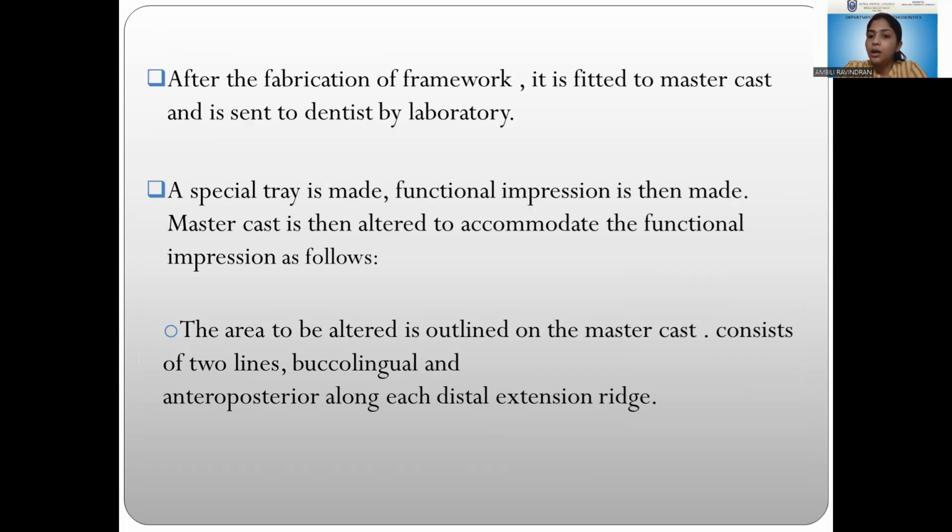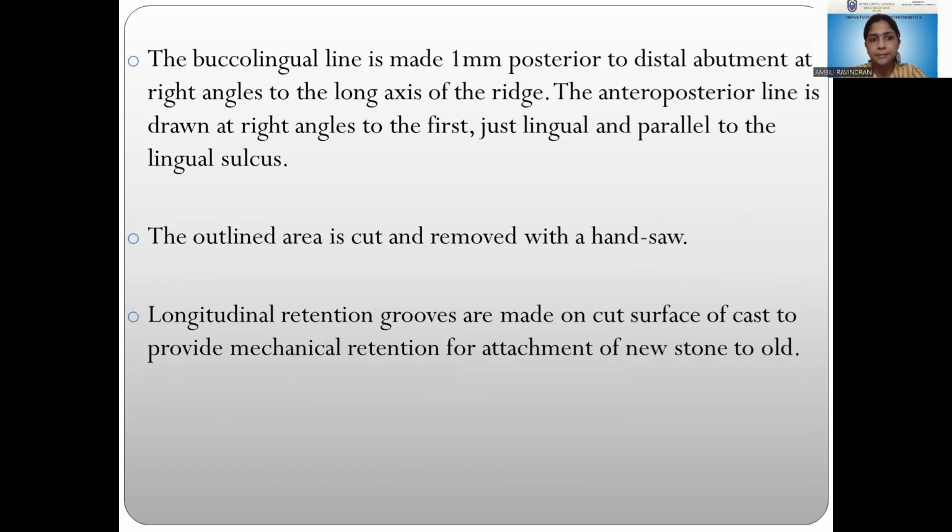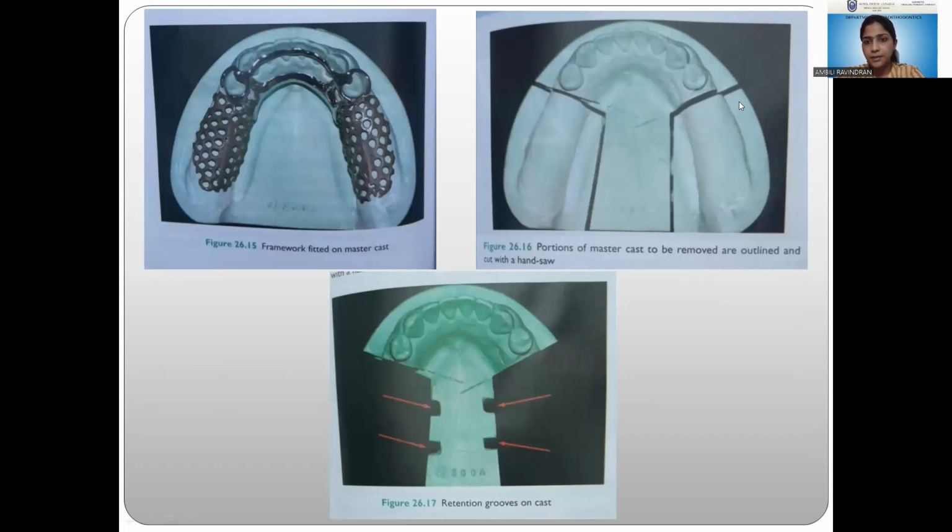Now we have to change the posterior region of that master cast according to the functional impression that we made. So we have to make the altered cast. We have to mark the master cast buccolingually and anteroposteriorly. We have to place two lines. See, this is the buccolingual line, and this is the anteroposterior line. The buccolingual line will be 1 mm from the distalmost abutment, and it should be perpendicular to the ridge. And the anteroposterior line is parallel to the lingual sulcus.